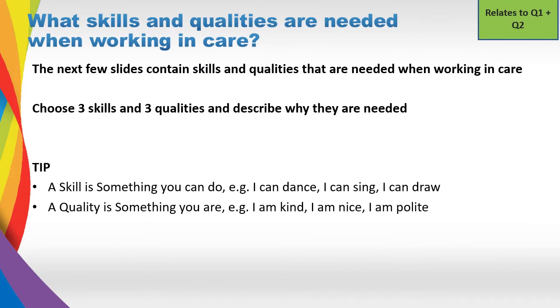So the next few slides relate to question 1 and question 2, and they contain skills and qualities that are needed when working in care. You need to choose 3 skills and 3 qualities and describe what they are and why they are needed. Now, you'll see a tip here at the bottom. A skill is something you can do. For example, I can dance, I can sing, I can draw. And a quality is something you are. For example, I am kind, I am nice, I am polite. So think of that tip when you're describing the skills and qualities.